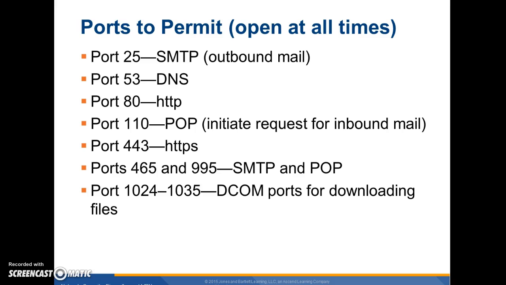Ports 465 and 995, SMTP and POP together, the Simple Mail Transfer Protocol and Post Office Protocol together, and ports 1024 to 1035 are DCOM ports for downloading files. You could permit only certain ports and limit others, determine which ports you need to access the internet, and then block all the rest. Remember that doing this setting restricts outbound traffic.